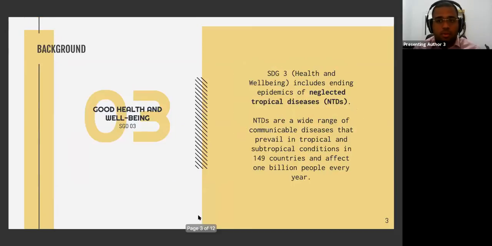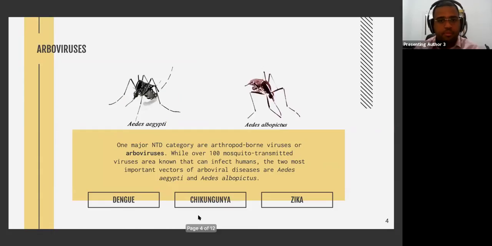Among the goals, goal 3, SDG 3, health and well-being, includes the epidemics of neglected tropical diseases, NTDs. NTDs are a wide range of communicable diseases that prevail in tropical and subtropical conditions in 149 countries and affect 1 billion people every year. One example of NTDs is arbovirus disease.